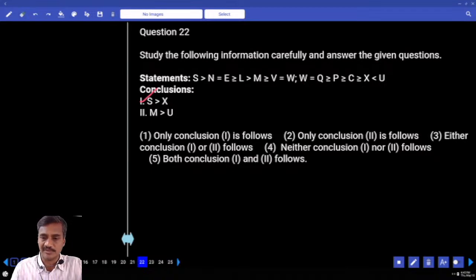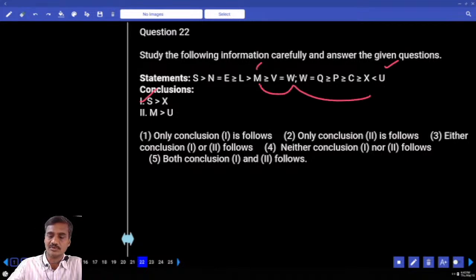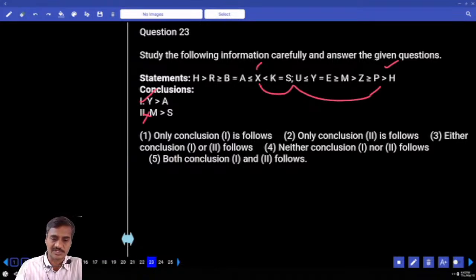And the relation between M and U. U is here and M is here. Which element is common again? W. M is greater than W, and between W and U there are two opposite symbols, so no relation. So what is your answer here? Only one, choice 1, for the 22nd.